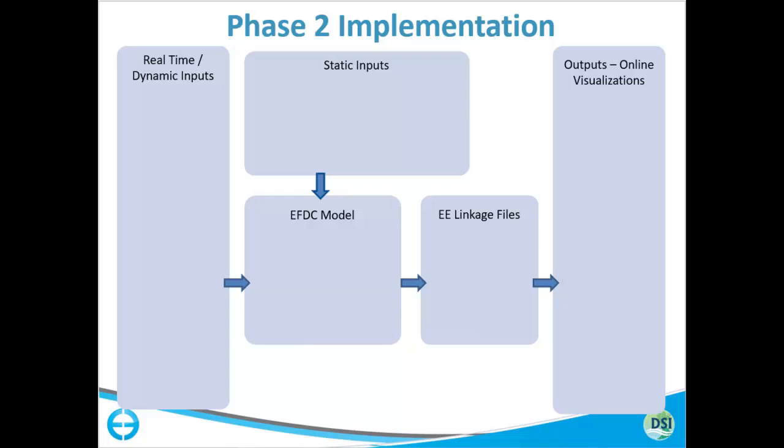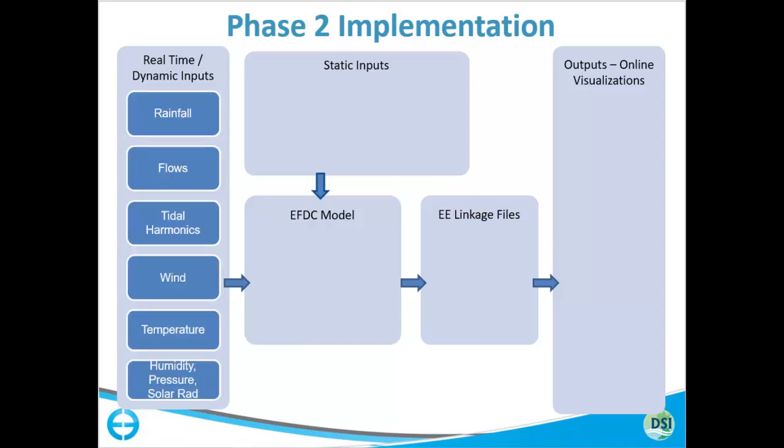So the process to implement this real-time model was: you have real-time input, and that real-time input would go into the EFDC model. The real-time input can be rainfall, flows, tidal harmonics, wind, temperature, and humidity. Those are atmospheric parameters, and flows. And then the static inputs are the model bathymetry and other parameters that wouldn't change with time.